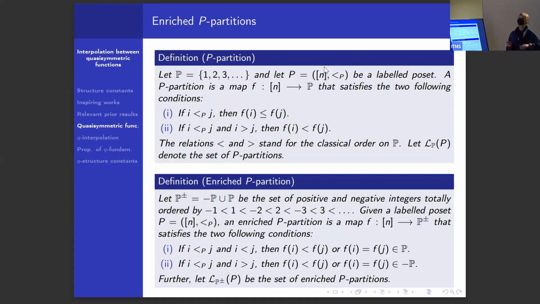Then we define P-partitions and enriched P-partitions. A P-partition and an enriched P-partition is a map from the set of vertices to the set of either only positive, or both positive and negative integers, such that f is compatible with the order on the labeled poset in the sense given here. So the difference between these two definitions is the possibility to have negative integers in the case of enriched P-partitions, but otherwise they're pretty much the same object.